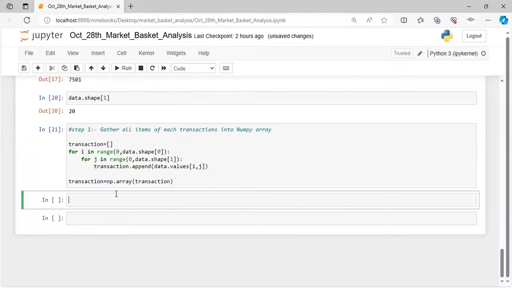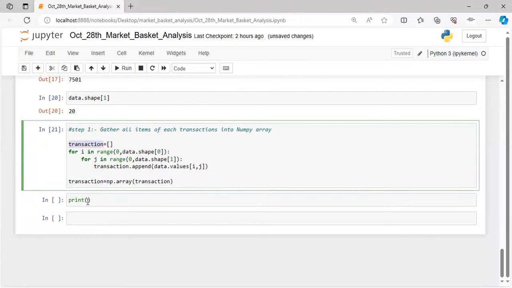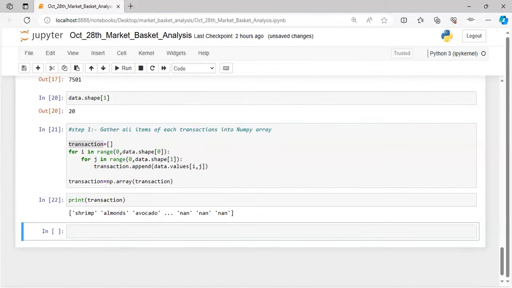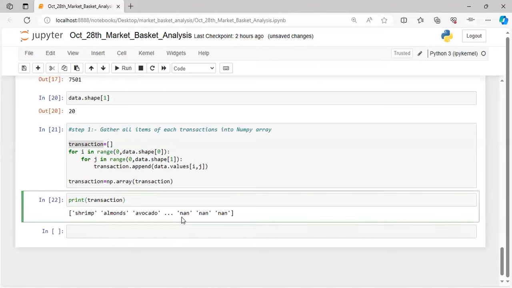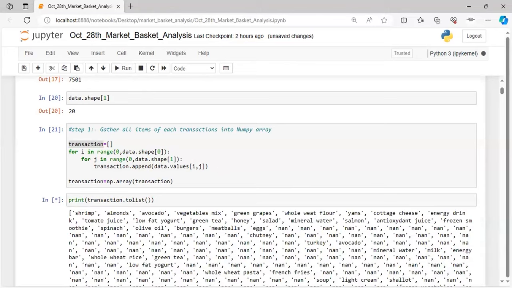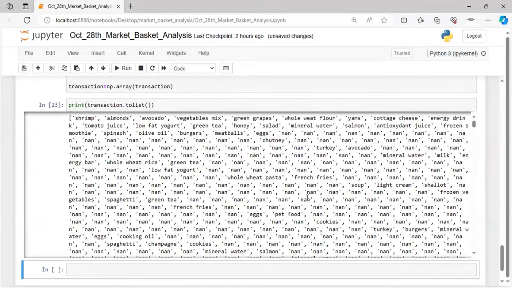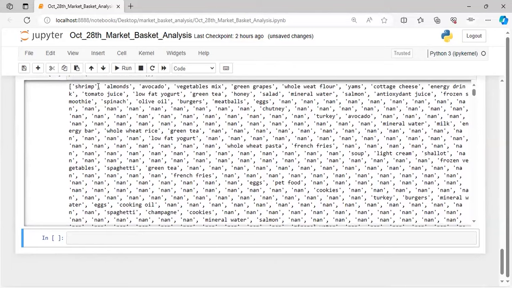Now let's see how it looks, print. We have just checked all these things, and if you write tolist here, then everything will be displayed as a list. So we have just converted this transaction into an array format. All these values are there not in the data frame format, but in the form of arrays only.